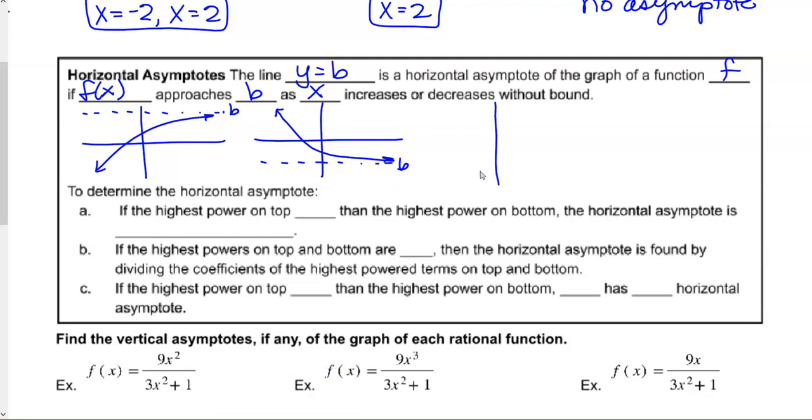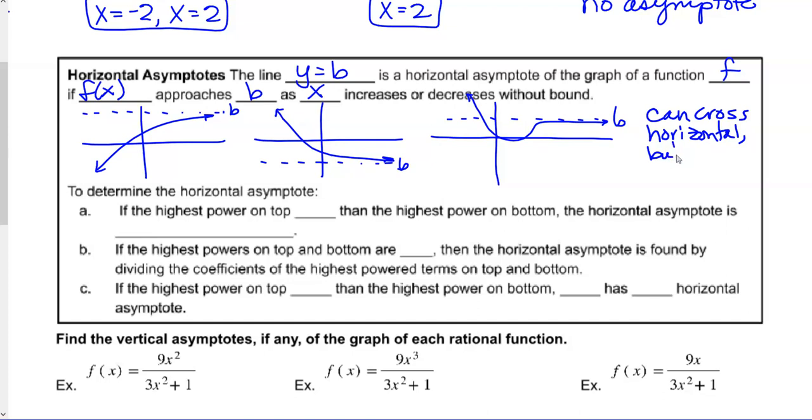And I also have a little twist here. If I let this be my function, vertical asymptotes you cannot cross, but horizontal asymptotes you actually can. So if I end up crossing and then I come back up like this and approach that value, then you have a horizontal asymptote that is crossed. So you can cross horizontal, but not vertical.